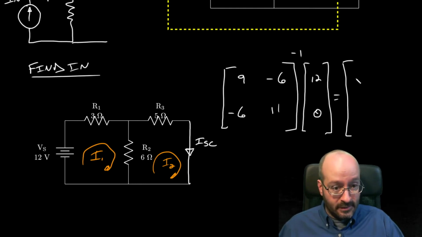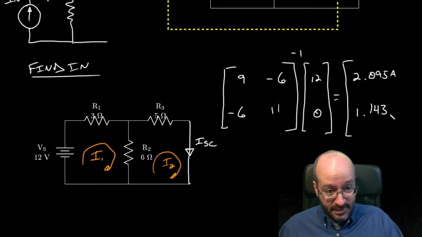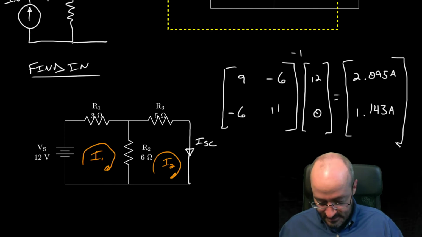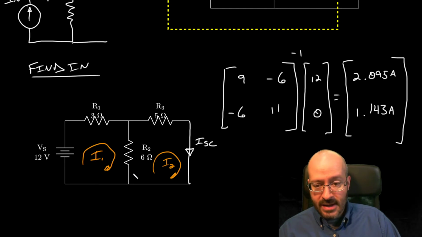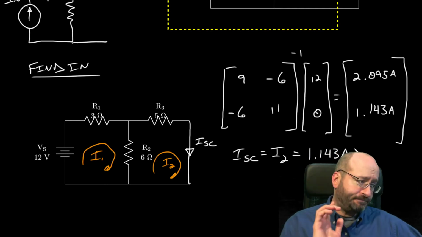All right. So from that we find I1 is 2.095 amps and I2 is 1.143 amps. Hey, that sounds familiar. Okay, so let me store those. And look, I1 doesn't touch I short circuit, I2 does, and it goes in the positive direction. So I short circuit is simply I2, 1.143 amps.